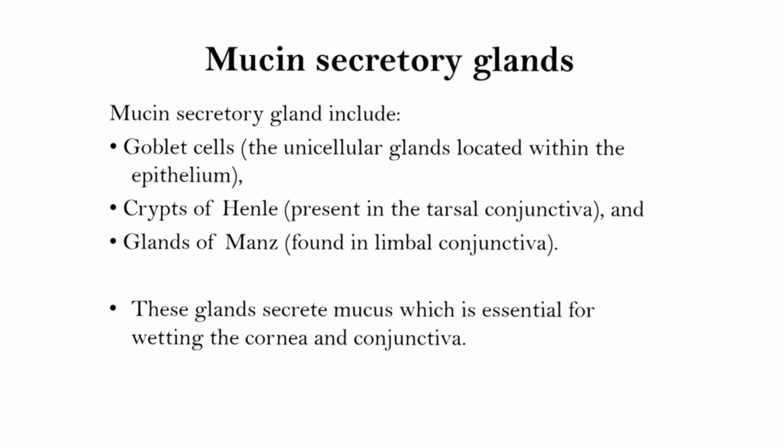First of all, the mucin secretory glands. They include goblet cells, crypts of Henle, and glands of Manz. The goblet cell is a unicellular gland located within the epithelium of the conjunctiva. Crypts of Henle are present in the tarsal conjunctiva. Glands of Manz are found in the limbal conjunctiva. These glands secrete mucus, which is essential for wetting the cornea and conjunctiva.